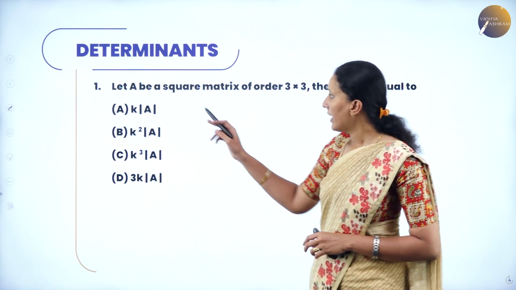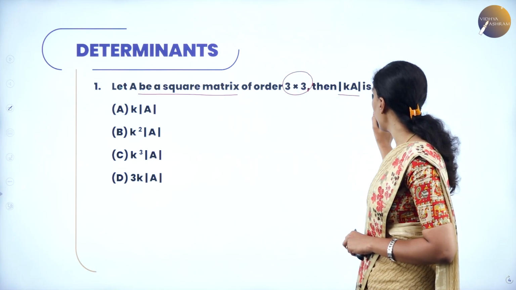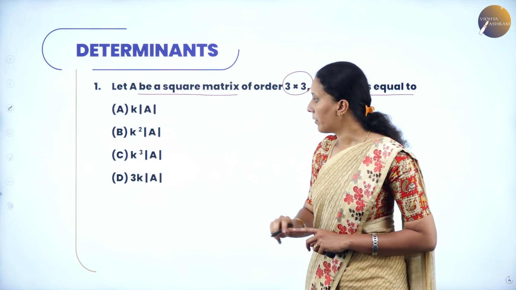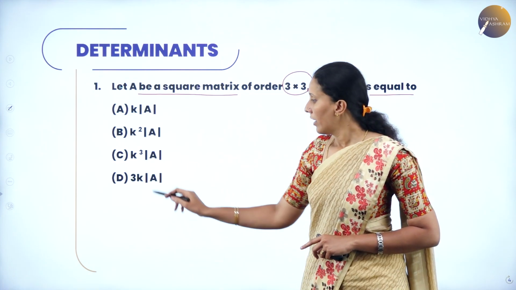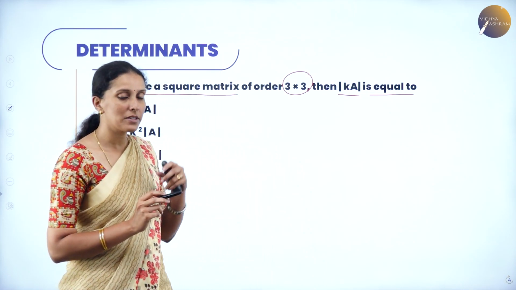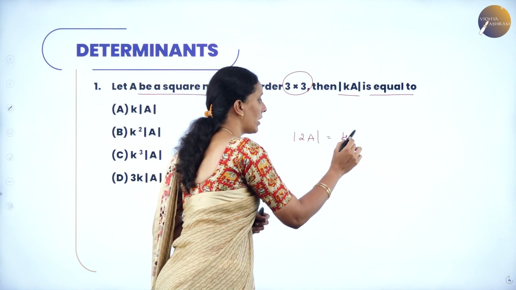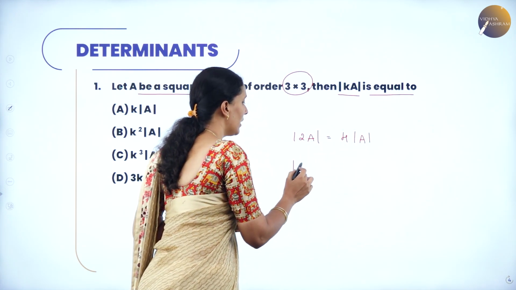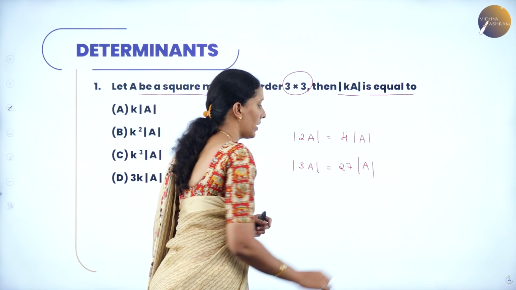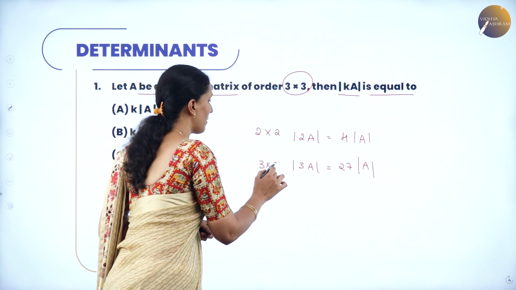Next question is here: let A be a square matrix of order 3x3, then determinant of kA is equal to, so the options are given: k into determinant A, k square into determinant A, k cube into determinant A, and 3k into determinant A. In the previous session, we have learned two problems and we have proved it. That is, determinant of 2A can be written as 4 times the determinant A, and similarly, determinant of 3A can be written as 27 times the determinant A. This we have learned for a 2x2 matrix and this we have taken for a 3x3 matrix.